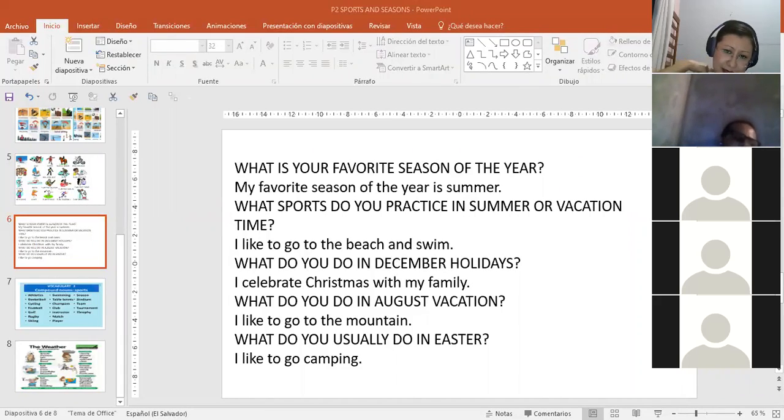Now, next team, siguiente equipo. Sofía con Walter. Okay, Sofía and Walter. Walter, what is your favorite season of the year? My favorite season of the year is summer. Okay. What sport do you practice in summer or vacation time? I like to go to the pool and swim. Okay. What do you do in December holidays?